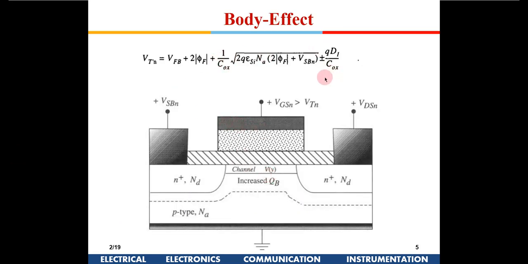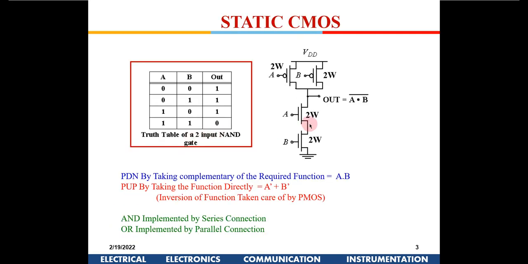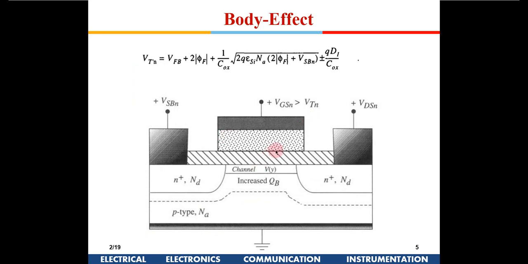Let's just try and understand and recollect what the body effect was. In the case of a NAND gate, there could be a possibility that this voltage is higher than the ground. Then we said that this threshold voltage will increase. This we learnt in one of our first classes. Somebody had a doubt then also.